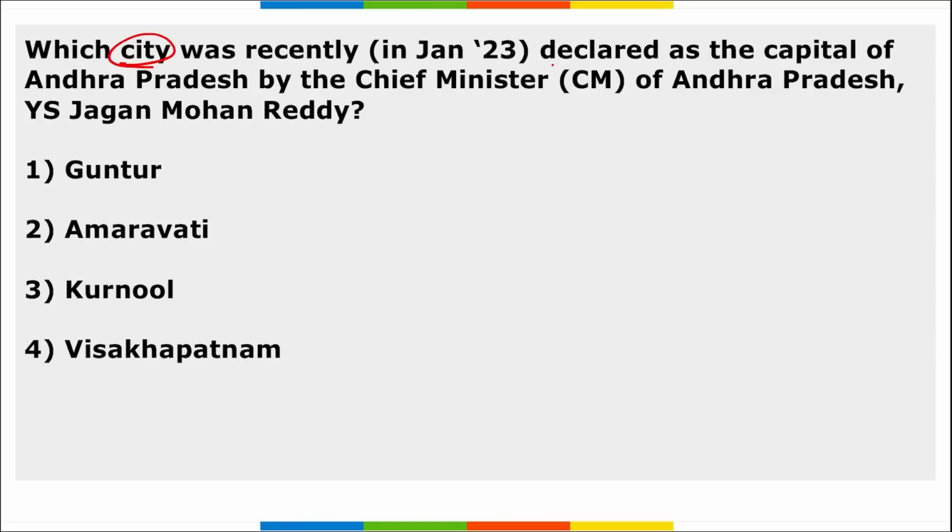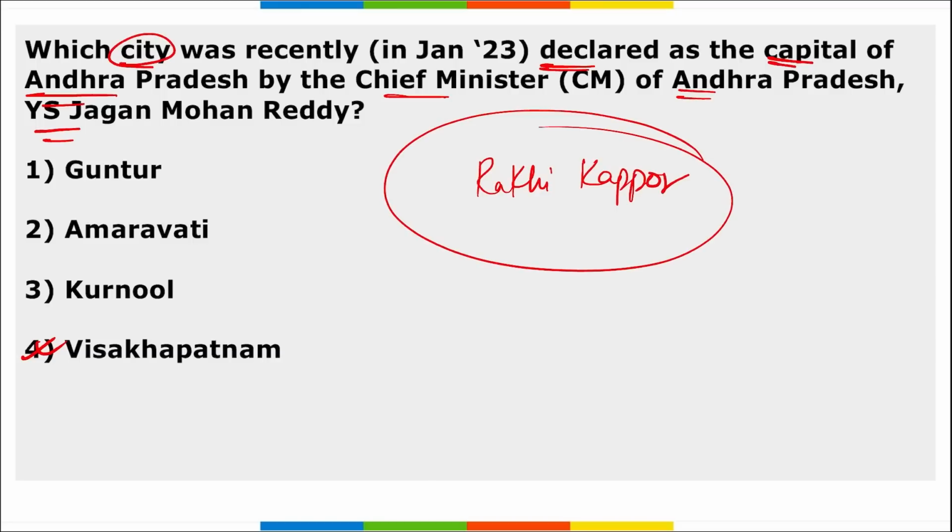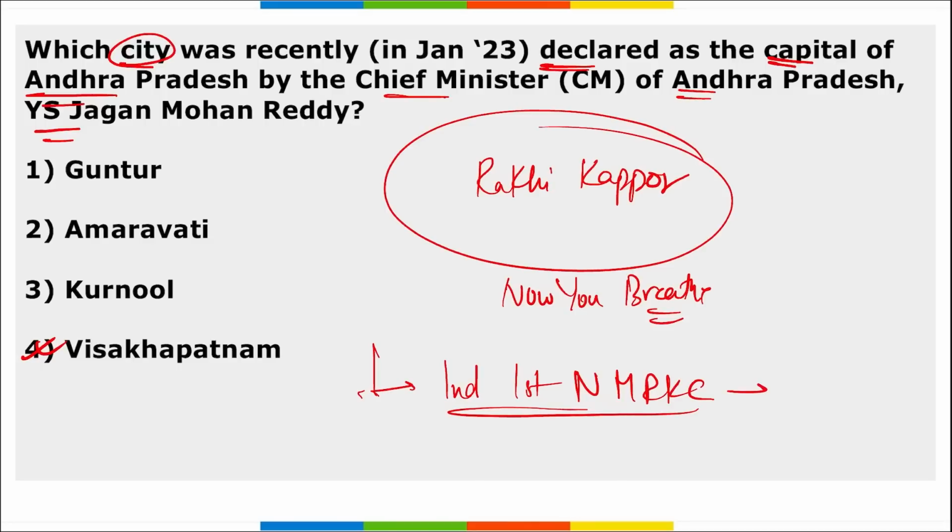Next, which city was recently declared as the capital of Andhra Pradesh by the Chief Minister of Andhra Pradesh, Y.S. Jagan Mohan Reddy? This will be Visakhapatnam. Apart from this, if I ask you about the Golden Book Awards, Rakhi Kapoor was awarded the Golden Book Award for 2023 for the novel Now You Breathe. Apart from this, tell me, where will India's first national metro rail knowledge center be built? It will be in Delhi. Then Aero India 2023 was held in Bangalore. It was inaugurated by Prime Minister Narendra Modi. Then India's first frozen lake marathon was held in Pangong Lake, that is in Ladakh.